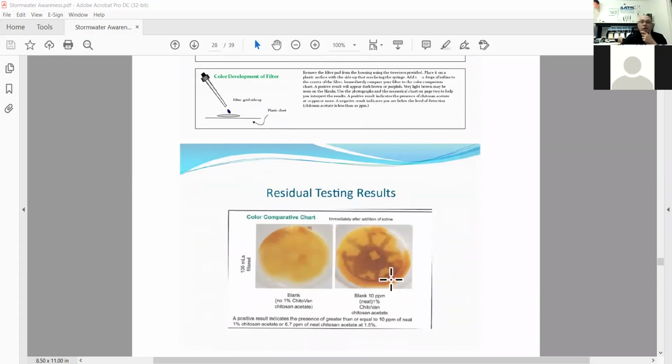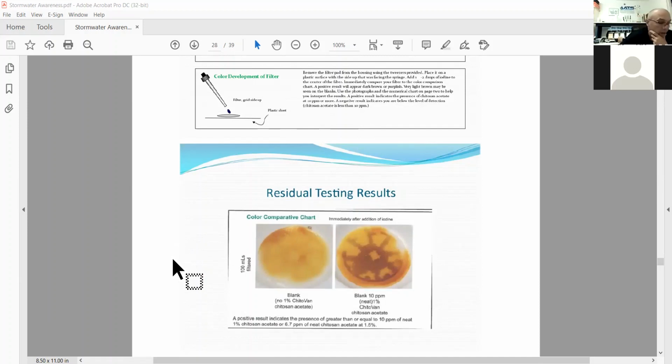If it's dirty, you're going to see something like this. This will be your spike. And if your blank looks like this, then you have discharged chitosan and you have to stop your system and fix it first. Typically, this is what you're going to see on your discharge water.